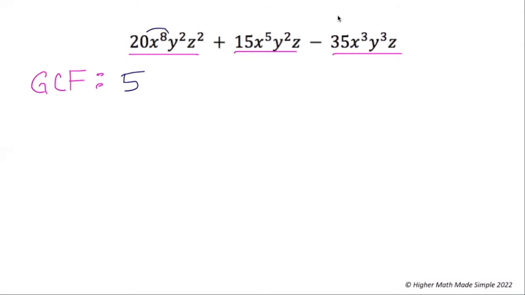Now notice in this first term, there are 8 x's, in the second term there are 5 x's, and in the third term there are 3 x's. So there are at least 3 x's that we can pull out from every single term. There are 2 y's in this expression, 2 y's in this expression, and 3 y's in the third expression. So there are at least 2 y's that we can pull out from each term. Last but not least, there are 2 z's in the first term, and there's 1 z in each of the last 2 terms. So there is at least 1 z that we can pull out from every single term.